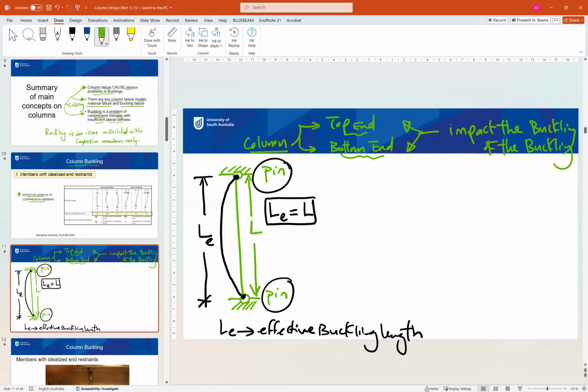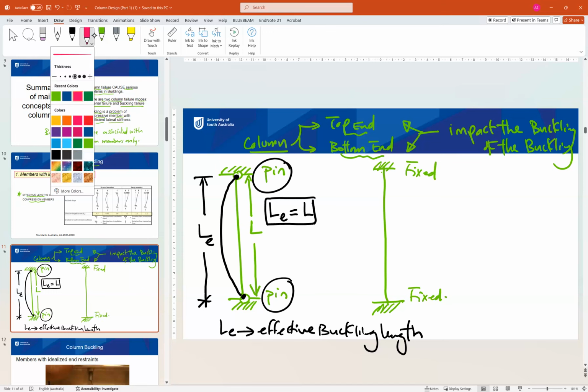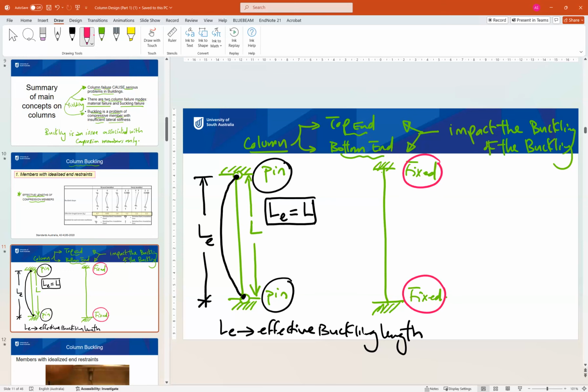Another type of support we may have is the fixed column. If the column is fixed at the top and fixed at the bottom, the column will not start buckling from the top point because of the fixation. So it will start a little bit later. So this is the buckling shape. Because it doesn't start from the top, the buckling length is L effective. This is our L effective, and this is our L.